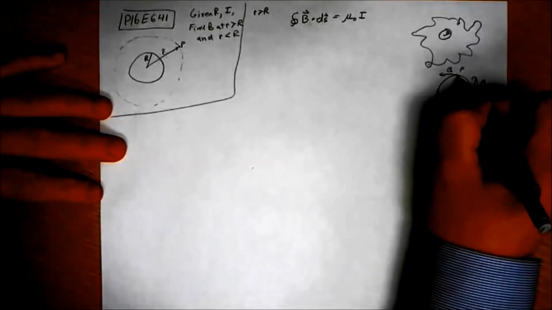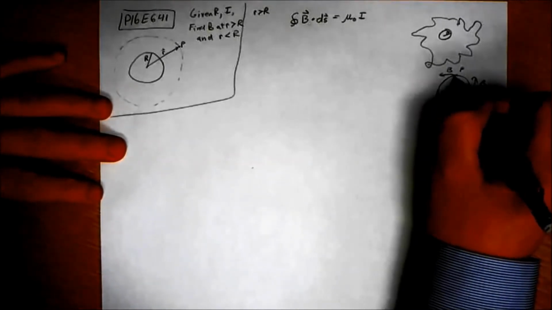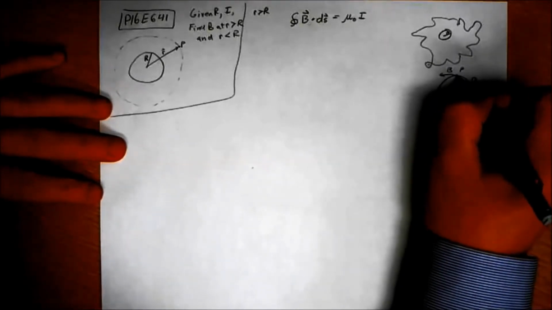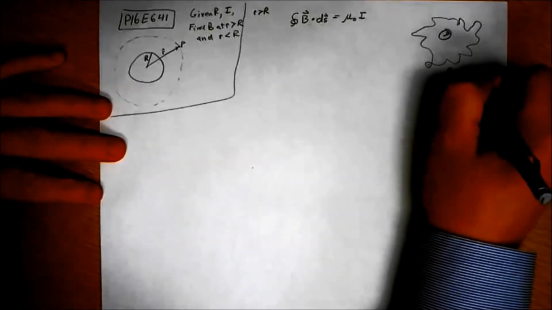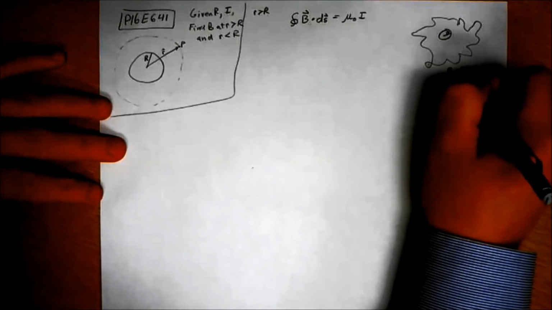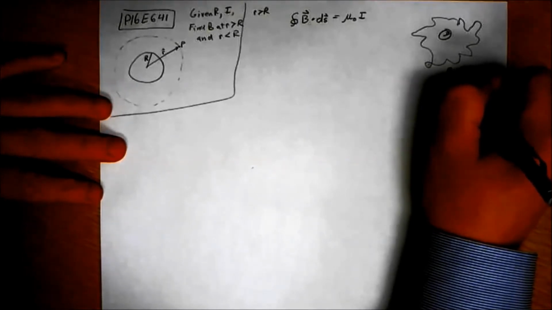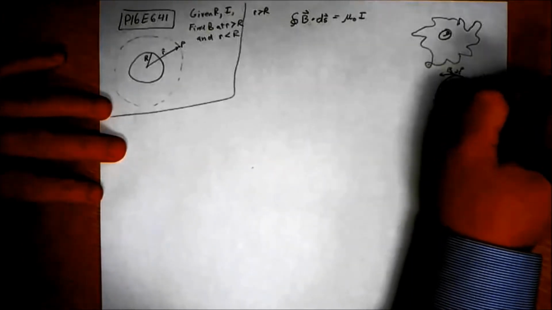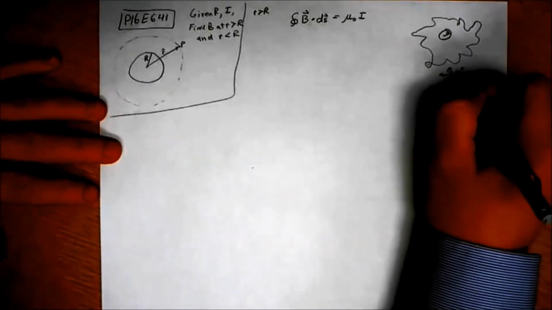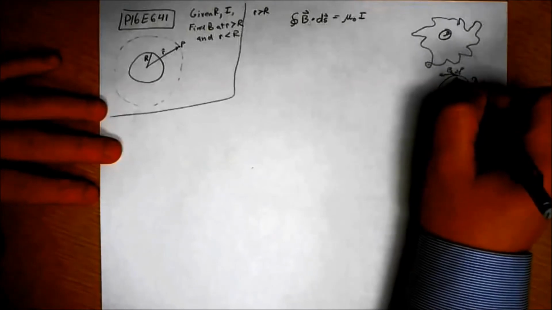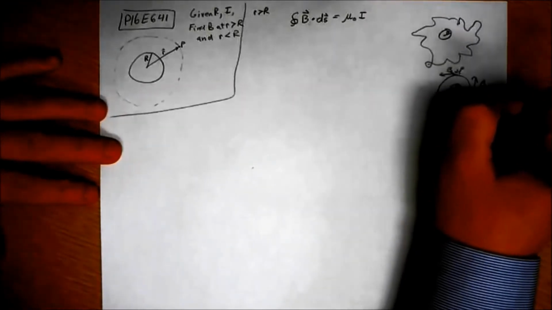So as I move all along this path, at any point in this path, the direction of ds, the little segment of the line moving in the direction of travel as we move around that closed loop, is always going to be in the direction of B. And B will be constant at every point along that circle.